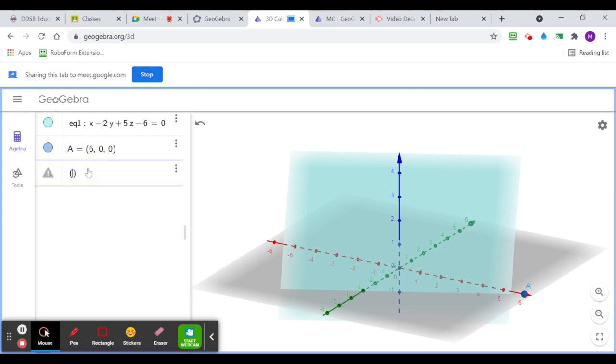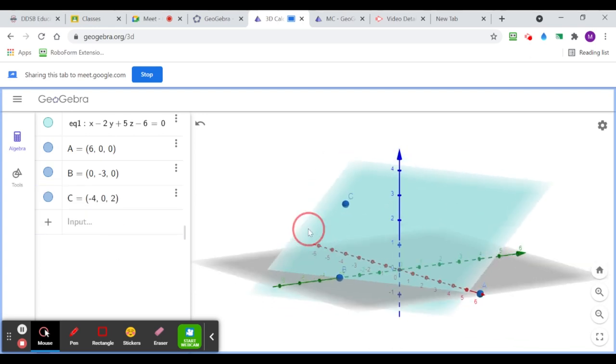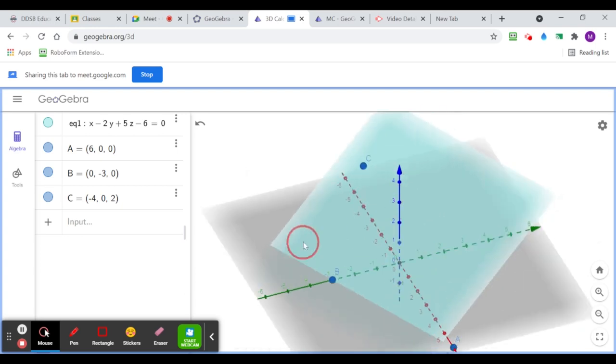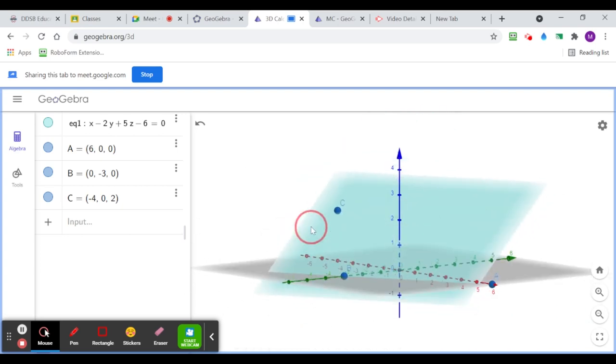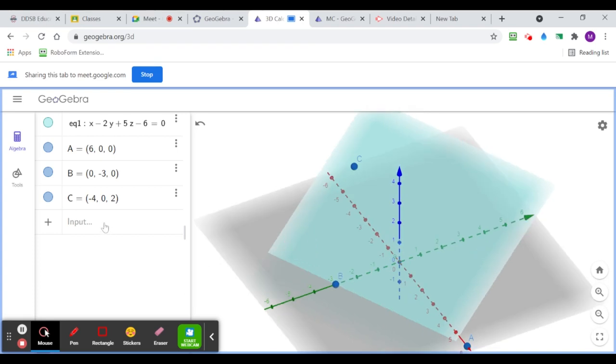And then our second point was, let me scroll up again, 0, minus 3, 0. I'm just doing this again so that it will be in the recording. Then my C point was minus 4, comma 0, comma 2. Okay, and we showed that all of these points were sitting on the plane, right? They're all sitting right there on the surface of the plane. Hopefully that's obvious.